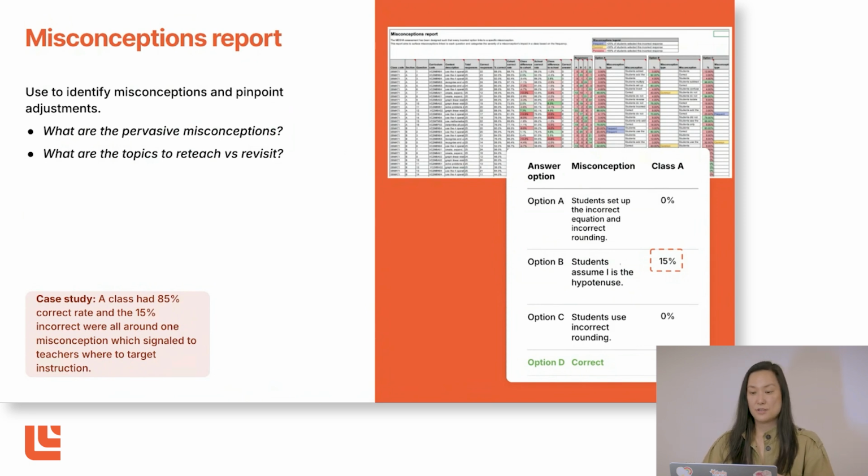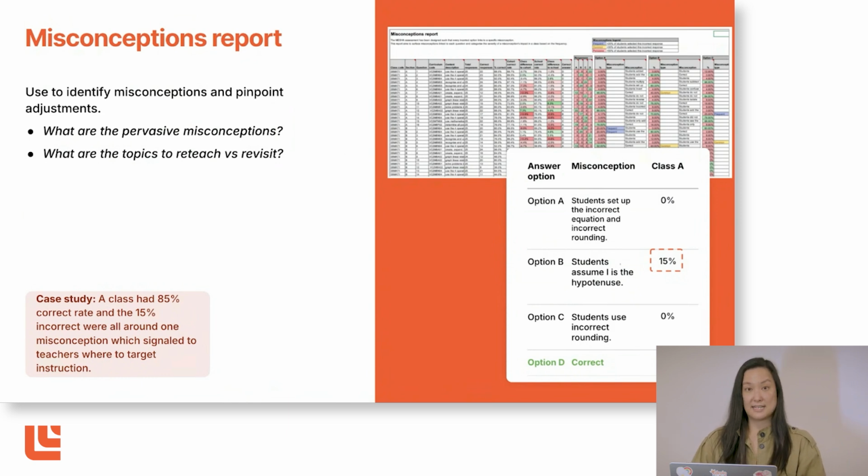So the data that you'll get back is you'll be able to see what option your students chose and what misconceptions they might have. So a pervasive misconception is one where over 50% of your class has the same misconception. And this is probably something that you want to be reteaching or revisiting. If you have a common or frequent misconception, it's about 20% of your class having this misconception. This might be something where you just want to set some spaced retrieval and have them practice these questions again.